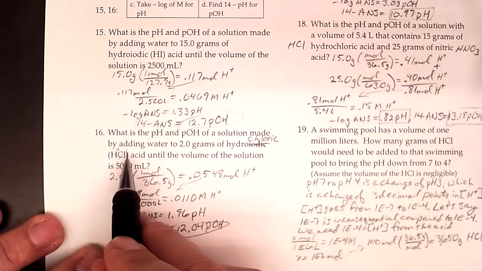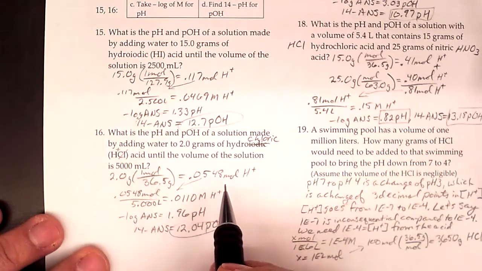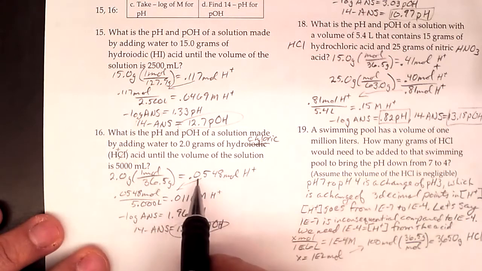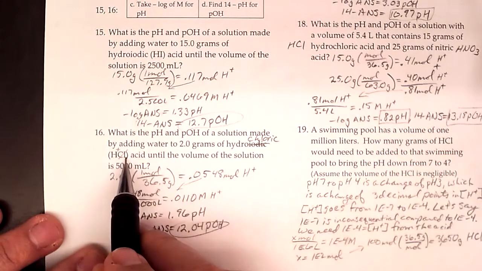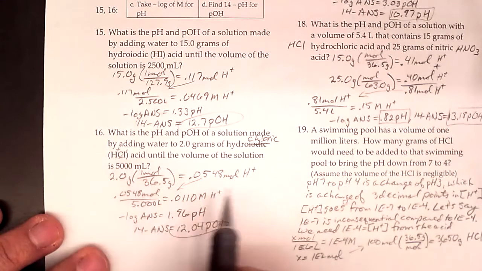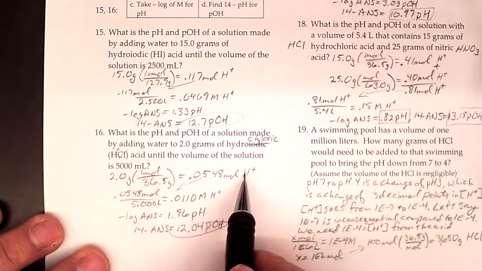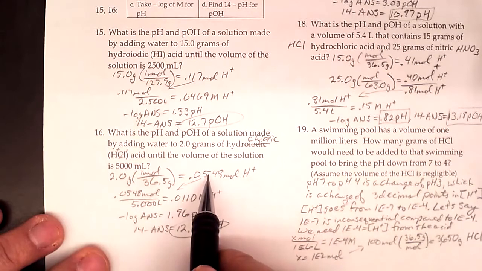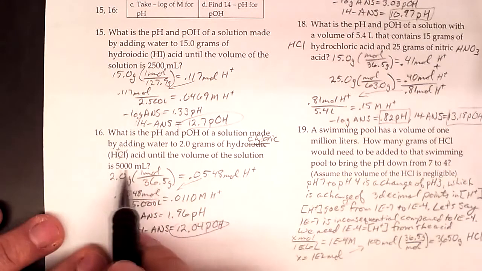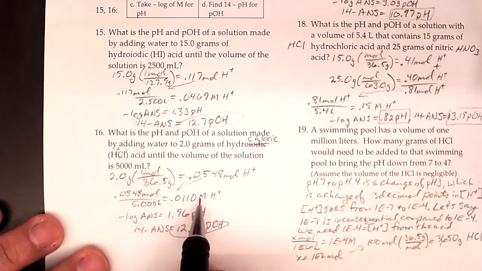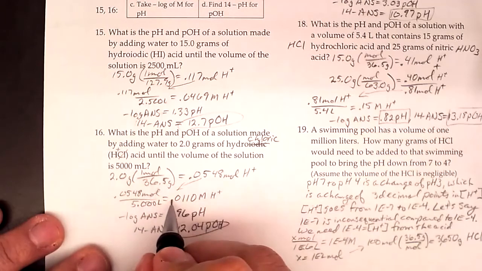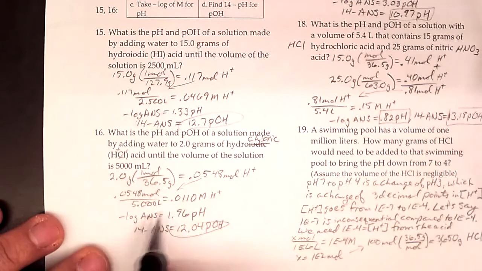I'm going to cross out Cl minus in my mind because I don't really care. I know this is the number of moles for the whole thing, but it's also the moles for the H plus. I'm going to take that moles over this liters that I was told. Divide gives me molarity of H plus, and negative log of that answer gives me pH. And 14 minus that answer gives me pOH.